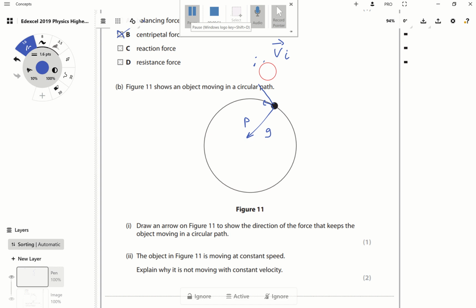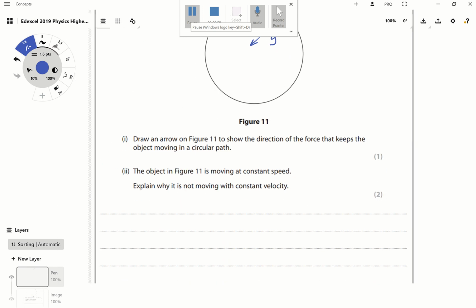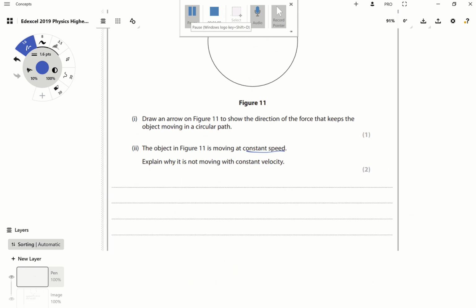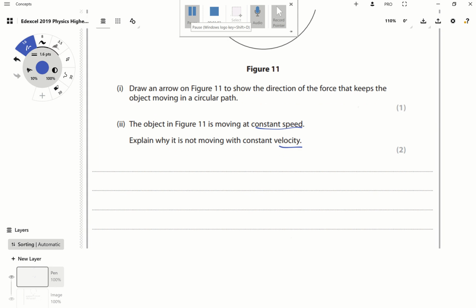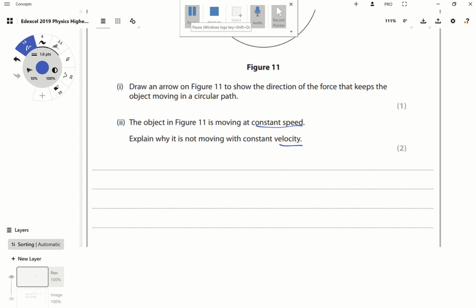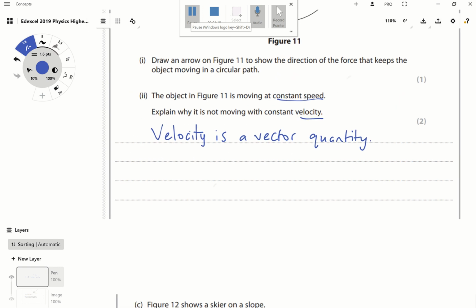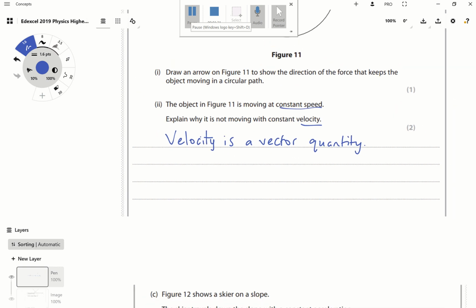So draw an arrow. Well, I've got all of this garbage here. There's my final answer: gravity or centripetal force. It says the object is moving at a constant speed. Why is it not moving with a constant velocity? So our first part we've got to say is, well, velocity is a vector quantity. That's one mark.